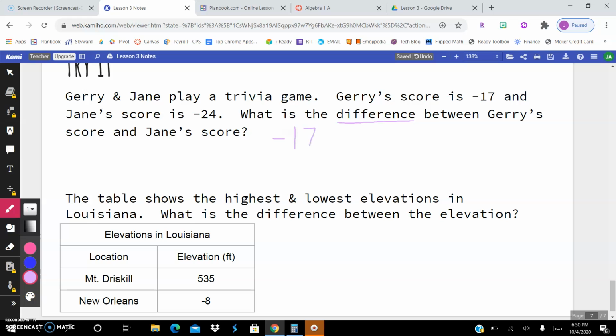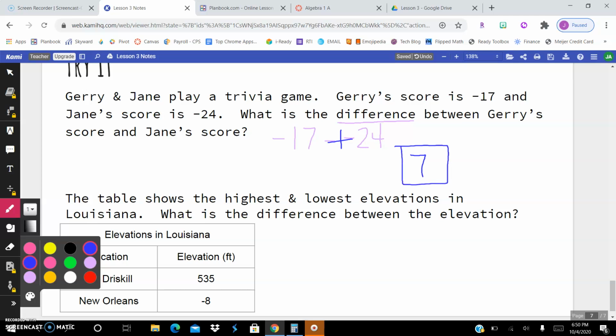So -17 minus -24. And just like above, if we have minus a negative in the middle, that gets turned into a plus. So we have -17 plus 24. So different signs, so we're going to subtract. 24 minus 17 would leave us with 7. And then our largest number is 24. It's positive, so our answer is 7. But they just wanted to know the difference, how far it is between the two scores. So we're just going to leave it +7 because it's kind of like distance. There's no negative distance here.